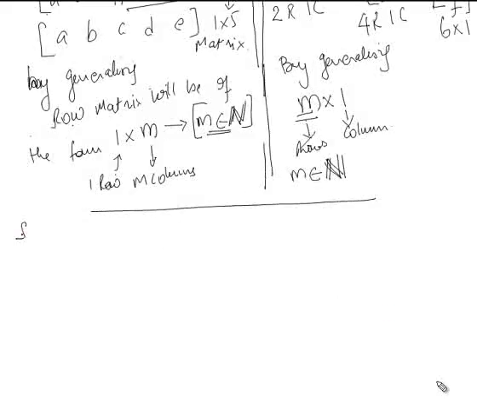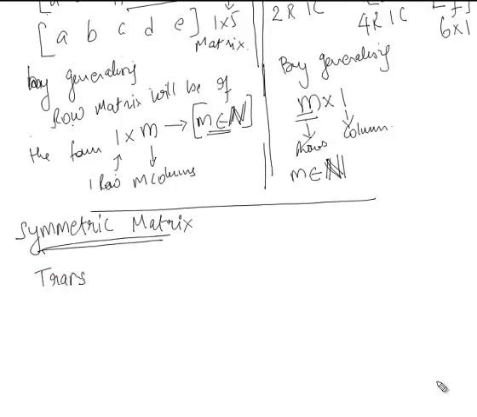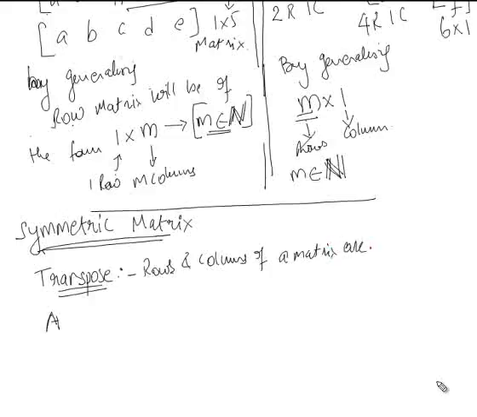Now let us understand something called a symmetric matrix. What do I mean by a symmetric matrix? For understanding this, I need to understand an operation called transpose. What do I mean by the transpose of a matrix? Suppose A is a matrix. Transpose is an operation in which the rows and columns of a matrix are interchanged.